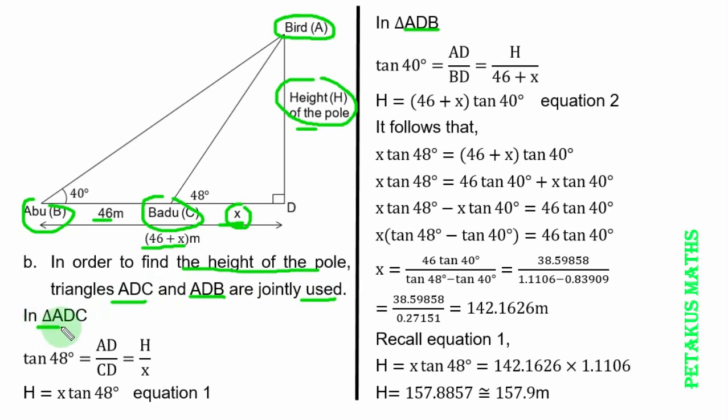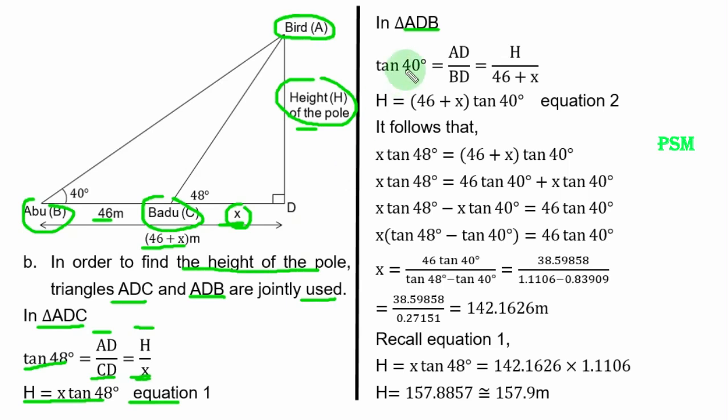In triangle ADC, tan 48 degrees is equal to opposite, that is AD, over adjacent CD. You have h over s. Multiply through by s to clear the fraction. You have h equals s tan 48 degrees. We call that equation 1.